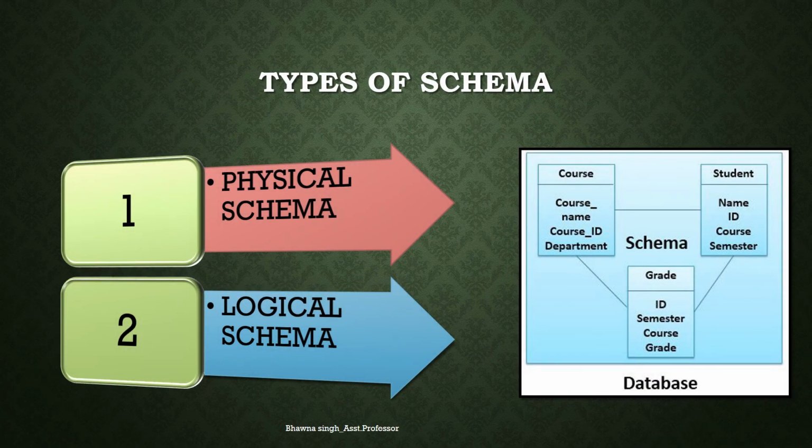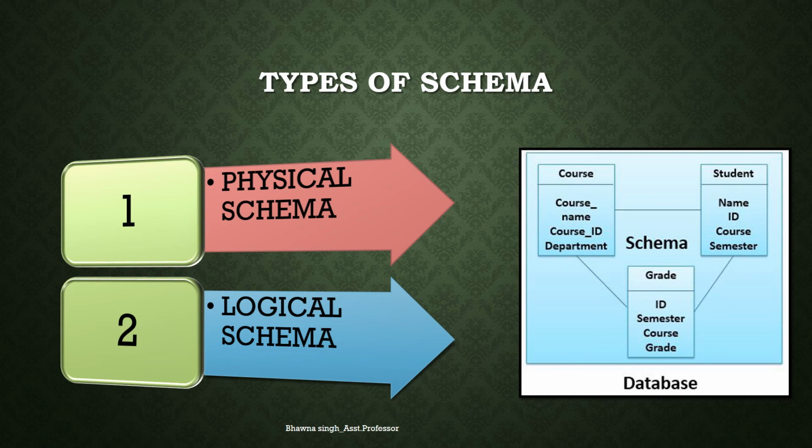Now this database schema is divided into two categories. The first one is the physical database schema. This physical database schema provides how the data is stored in the secondary storage devices, or how it is stored in the hard disk. It provides all the details about that storage, how the actual data is stored in the form of files and folders. So all these things related to the storage are represented by the physical database schema.